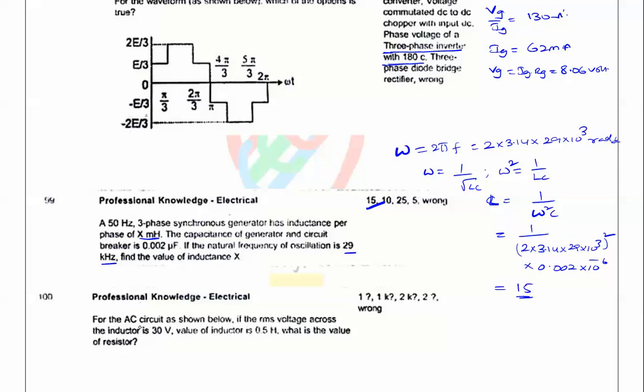And the next one, for the AC circuit shown below, if the RMS voltage across the inductor is 30 volts, what will be the value of inductor? 0.5 Henry. What will be the value of resistor here? So for this question, I didn't find the circuit. If anybody finds the circuit, please share it with me so that I can provide the solutions.